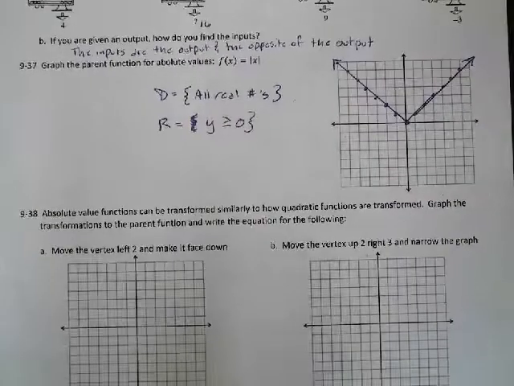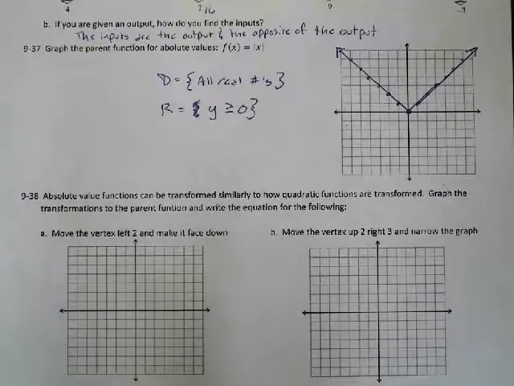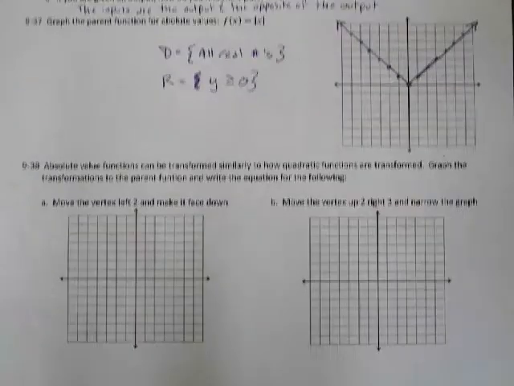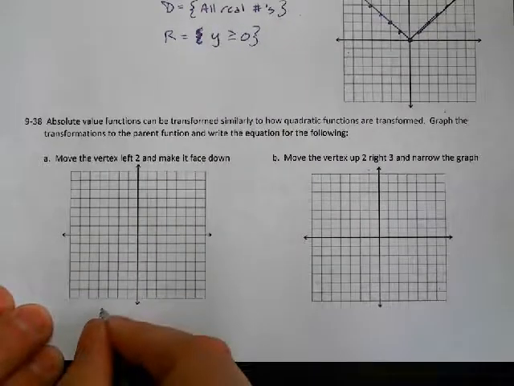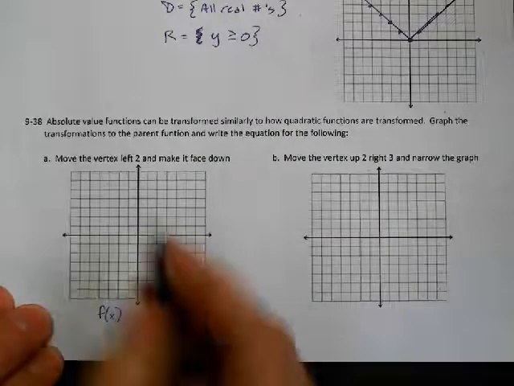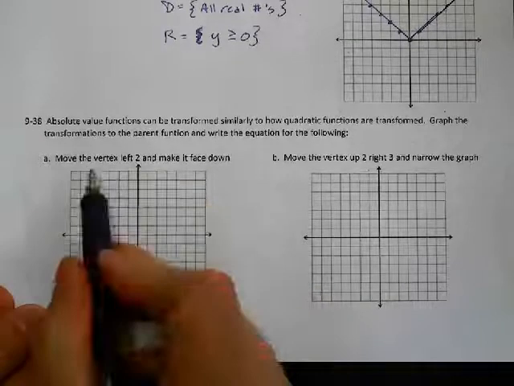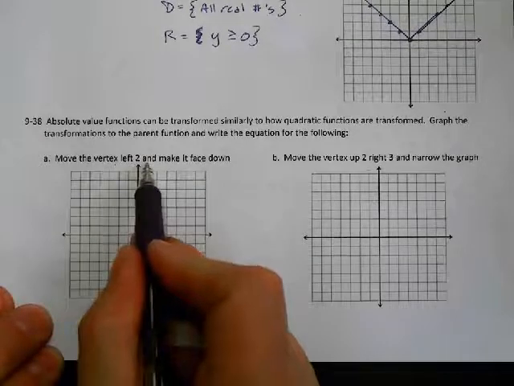Now, absolute value functions can be transformed similarly to how quadratic functions were transformed. So remember when we moved the vertex, inside of the parentheses, we did the opposite of that number. So like if it was x minus 2 inside the parentheses, we knew that meant go right 2. So the same thing happens for our absolute value functions. So we'll just call this one f of x.